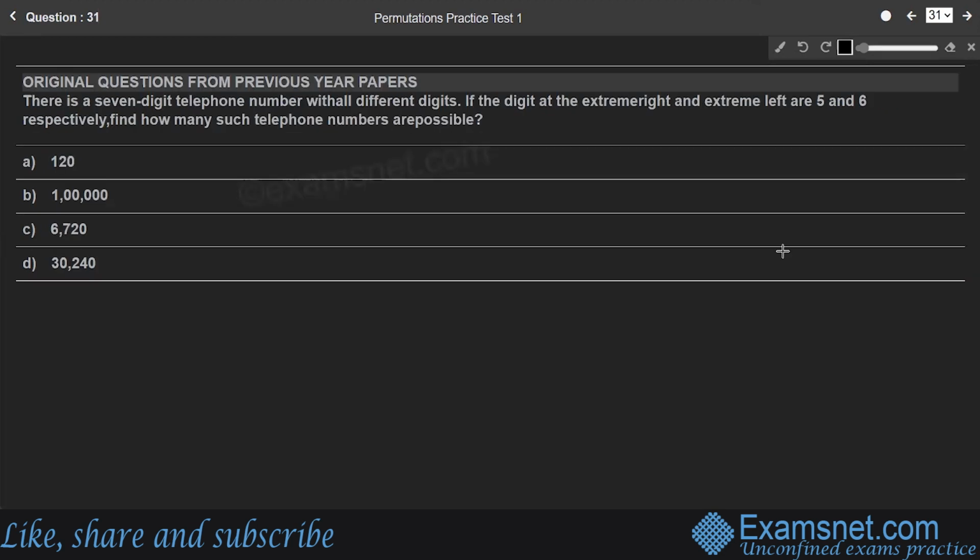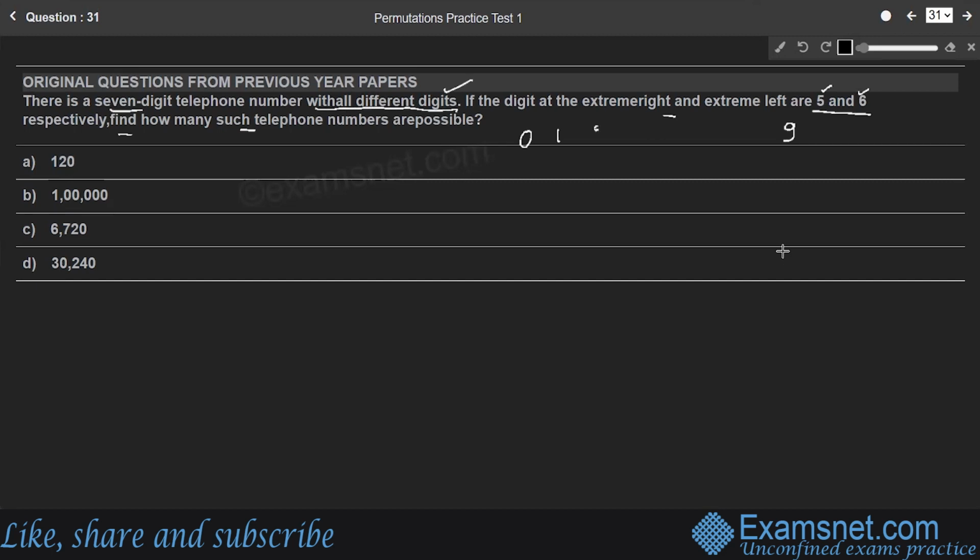Question 31. There is a 7-digit telephone number with all different digits. If the digits at the extreme right and extreme left are 5 and 6 respectively, find how many such telephone numbers are possible. So here 2 digits are given. There are 10 different digits that can be taken, from 0 to 9. It is given that the telephone number has all different digits, so no digit is repeated here.